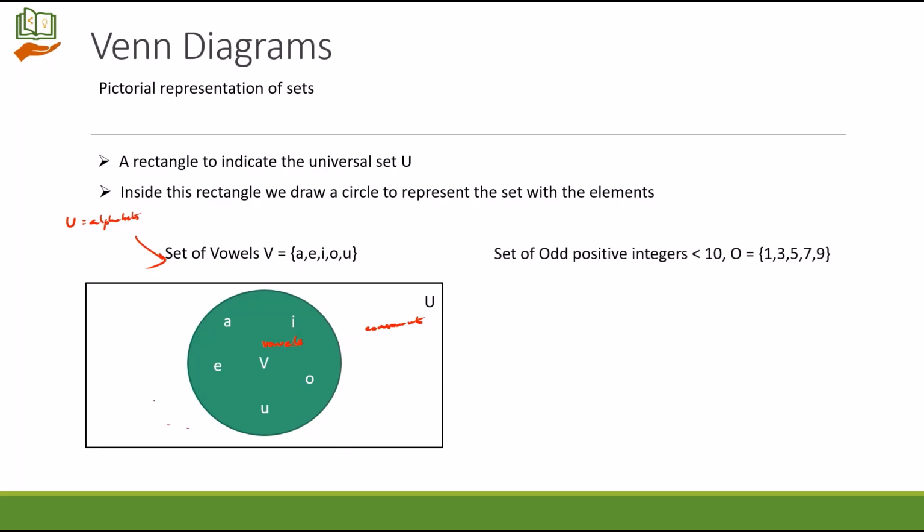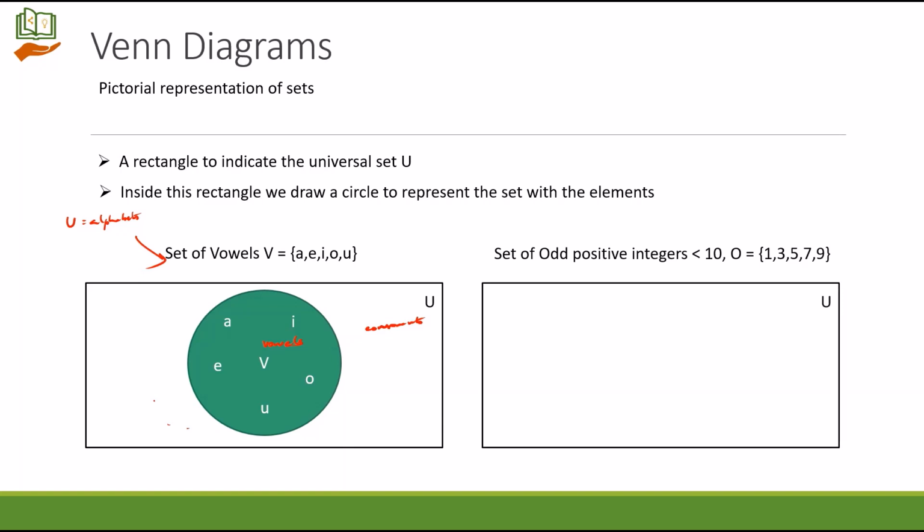Let's take the set of odd positive integers less than 10. So here we are representing universe and this is the odd integers. If we say this is going to be odd, apply the concept of all positive integers. It means every number other than 1, 3, 5, 7, 9 will be covered here.